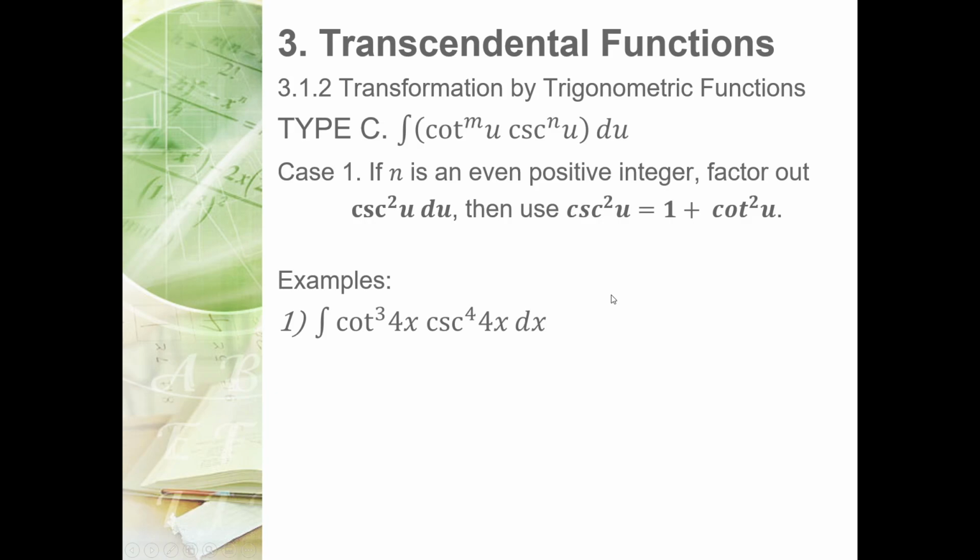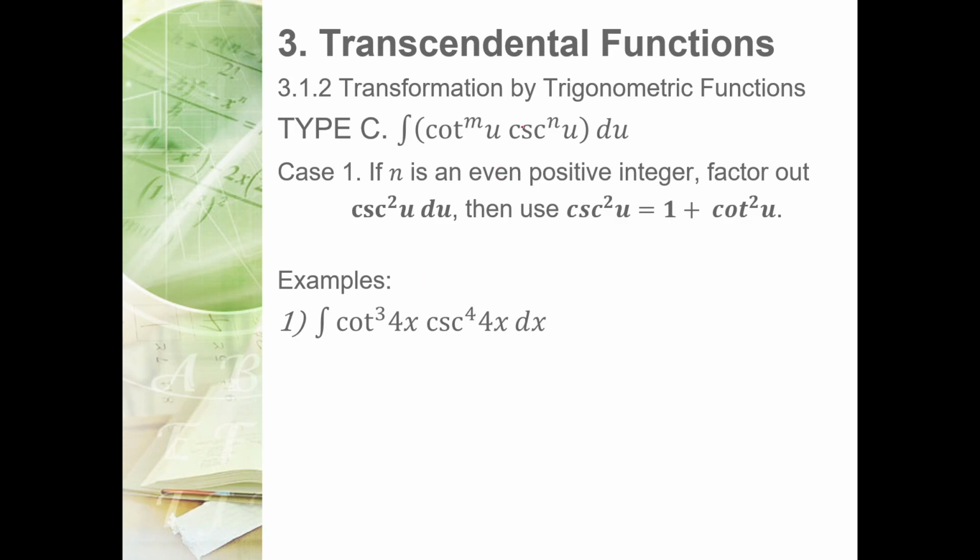So lastly, we go to the last type, which is type C. So there are still two cases. So as you can see, type B and type C have a pattern because they are relatable, because tangent is just a counterpart of cotangent, right? Vice versa. And secant with respect to cosecant.